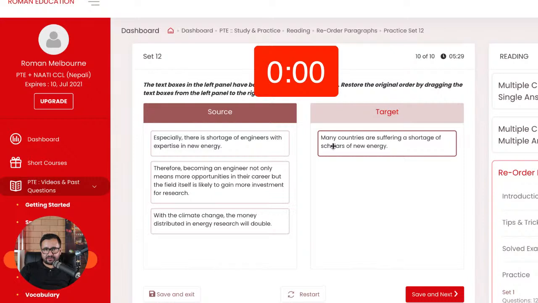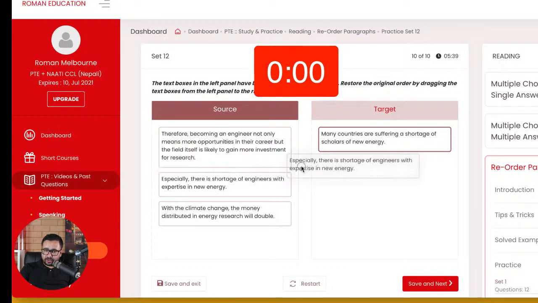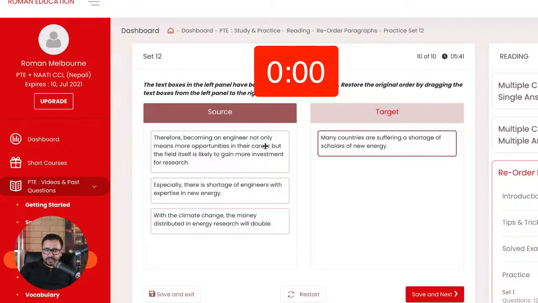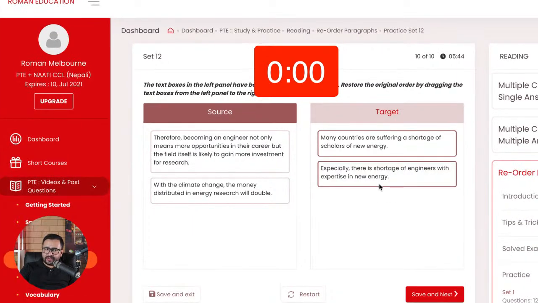Now, after this, what we try to do is pair the sentences as much as possible. Here in this sentence, you can see a word, a shortage of scholars. And here also you can see a shortage. So what that means is sentences containing similar words are more likely to go together because they are in the continuation of one idea. So I'm talking about shortage in the first sentence. Most likely I'm going to explain about that shortage in the next sentence. That's why in the next sentence you can see there is a sentence about shortage of engineers, and it's a more specific sentence than the previous one.